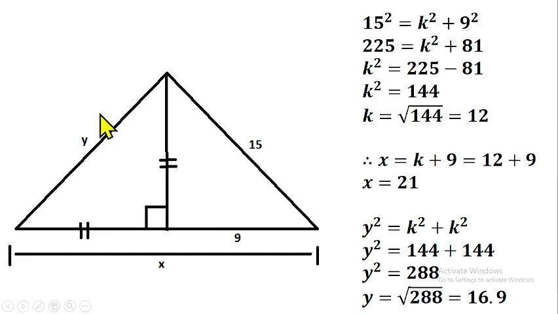So that means the square of the hypotenuse side, that will give us y squared, equals the square of this side, which is k squared, plus the square of this side, which is k squared as well. This side is 12, and the square of 12 gives us 144. And this side is also 12. The square of this side also is 144. Add it together, that gives us 288. Then to find our y, take the square root of both sides, that should give us 16.9. So that means this side is 16.9.